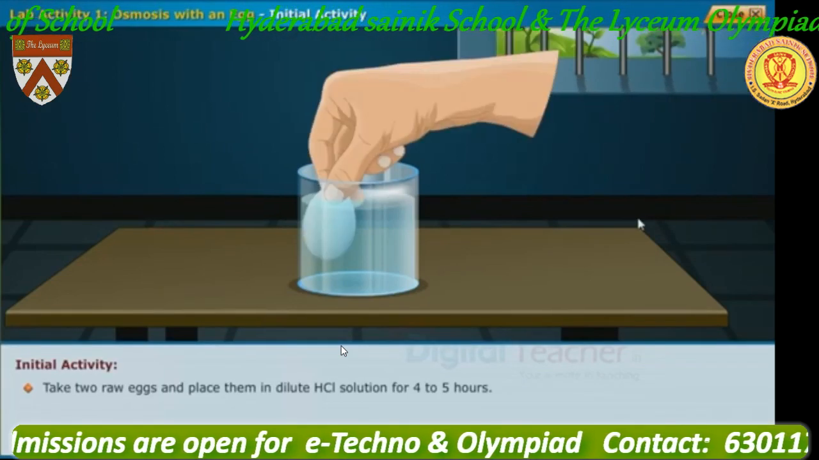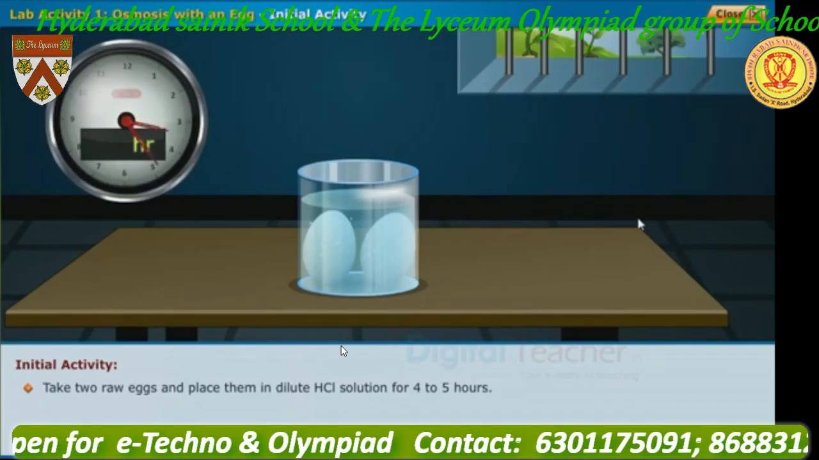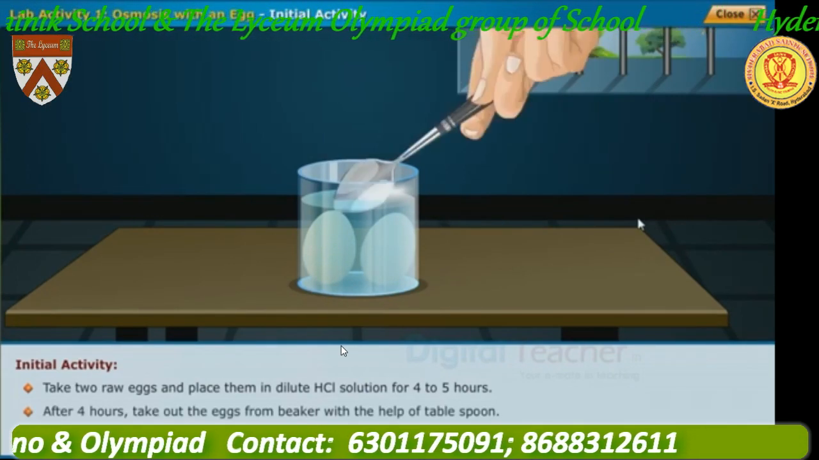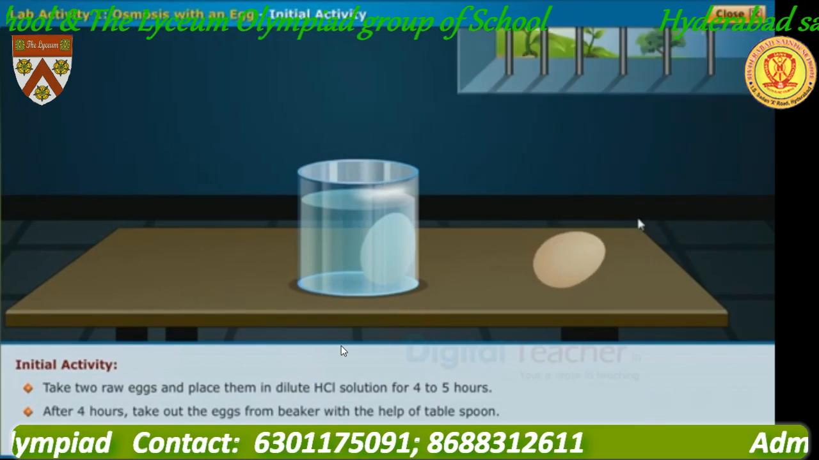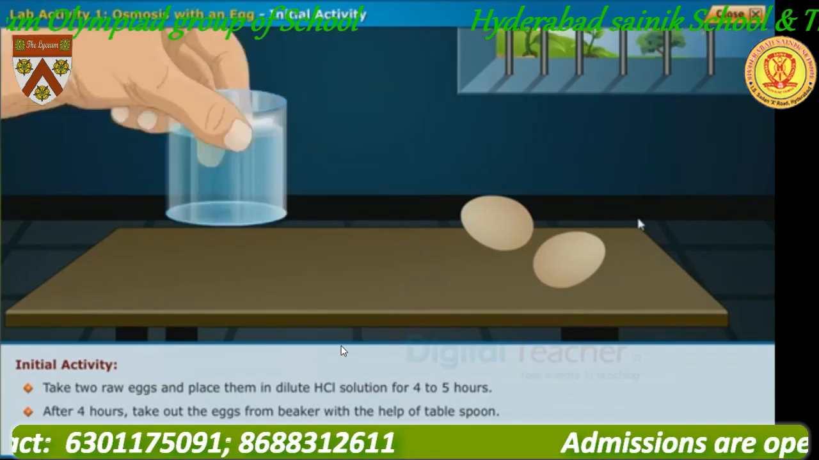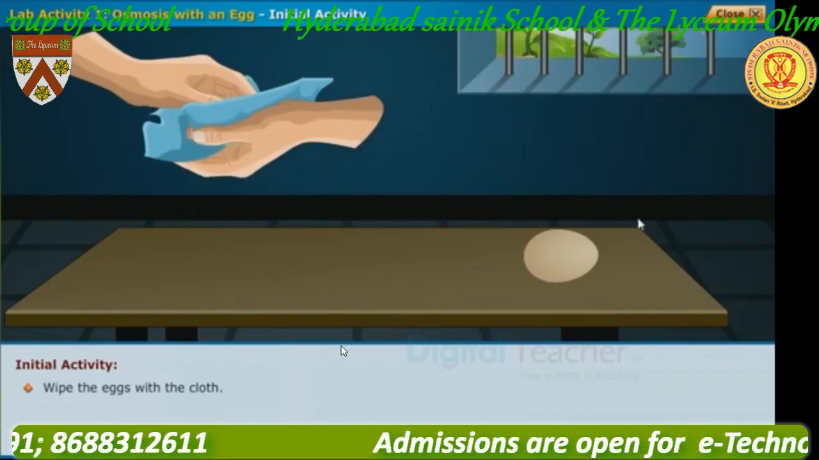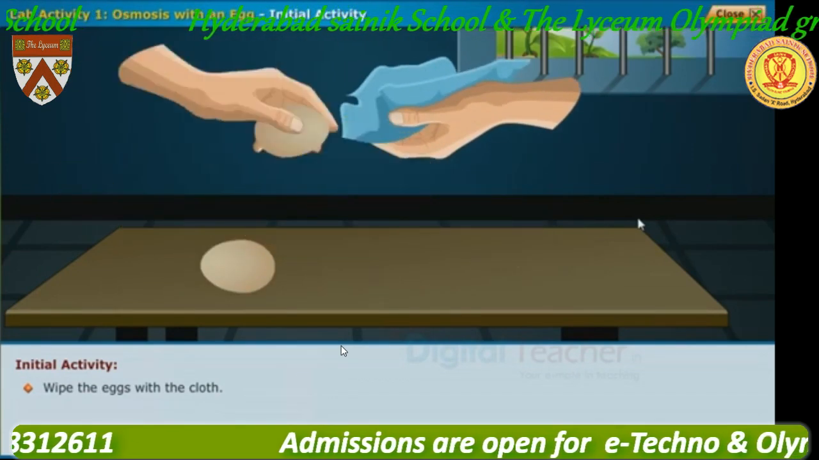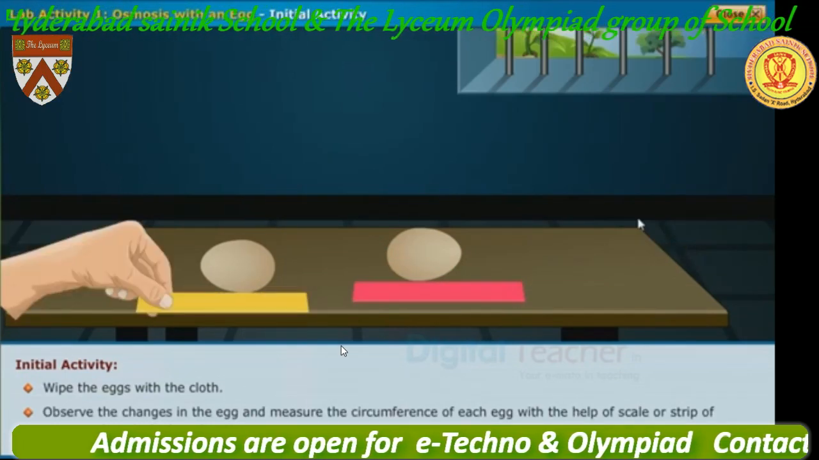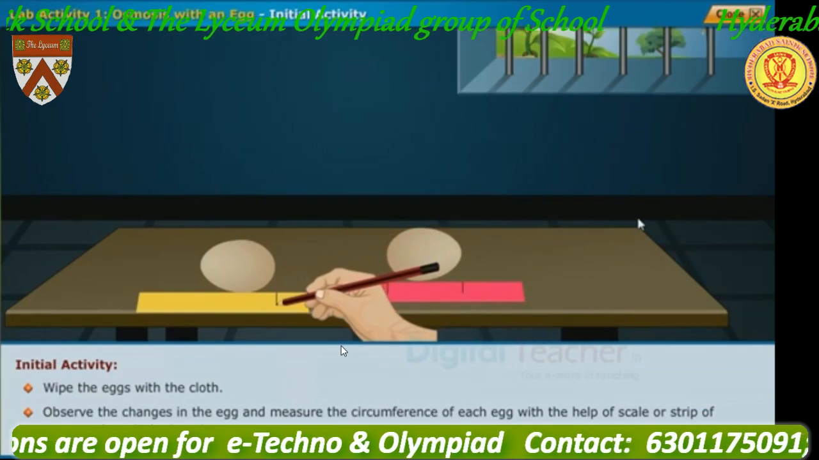Take 2 raw eggs and place them in dilute HCl solution for 4 to 5 hours. After 4 hours, take out the eggs from the beaker with the help of a tablespoon. Wash the eggs with tap water. Wipe the eggs with the cloth. Observe the changes in the egg and measure the circumference of each egg with the help of scale or strip of paper and mark the length.